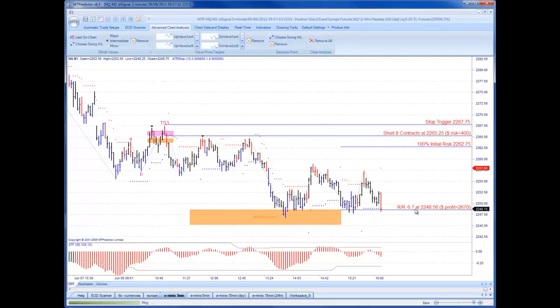So overall a very good day for MTPredictor users and the MTPredictor software, where we could not only determine which was the best of the four E-minis to trade, but also had a brilliant short trade from the high of the day pretty much into the low of the day on the 3-minute NQ. So a great day overall for MTPredictor.